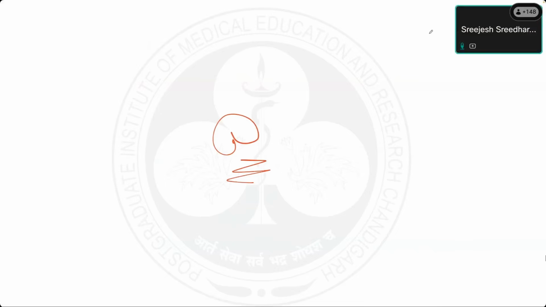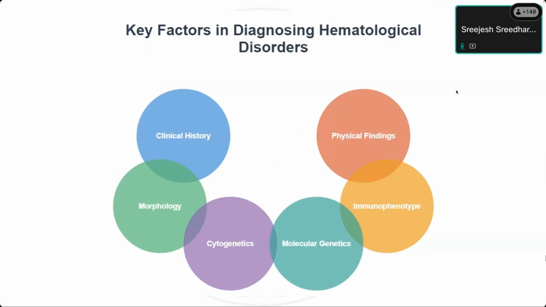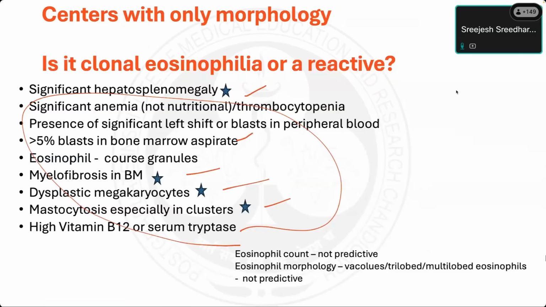So there is a question: why is vitamin B12 high in eosinophilia? Basically, in almost the majority of myeloid neoplasms, B12 can be high. There is a particular isoform of B12 which is present in leukocytes. So when there is a leukocyte proliferation, that particular isoform will be high in the serum. Okay, that clarifies it.